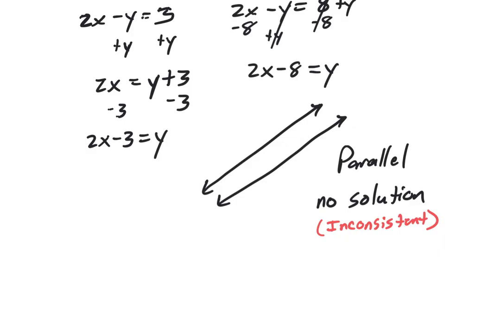Okay, the last type that we're going to see: 3x plus y equals 4, and 6x plus 2y equals 8. We have two equations, a system of equations here. I want to try to determine what kind of system, what kind of solution do we have. Once again, if you solve for y here, you'll easily see what's going on. So I'm going to subtract 3x.